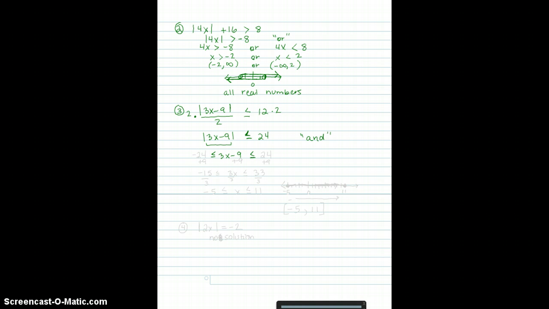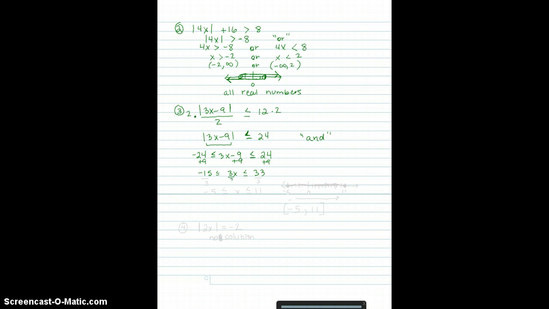And remember, we're making an and, which has 3 pieces. On the right-hand side, I'm going to put 24. And can you guess what we're going to put on the left-hand side? That's right, we're going to put a negative 24 over here because we're going to change the sign, because absolute value can be positive or negative. And now we're simply going to solve this. So we are going to add 9 to all 3 places. Okay, and so that's going to give me negative 15 is less than or equal to 3x is less than or equal to 33.